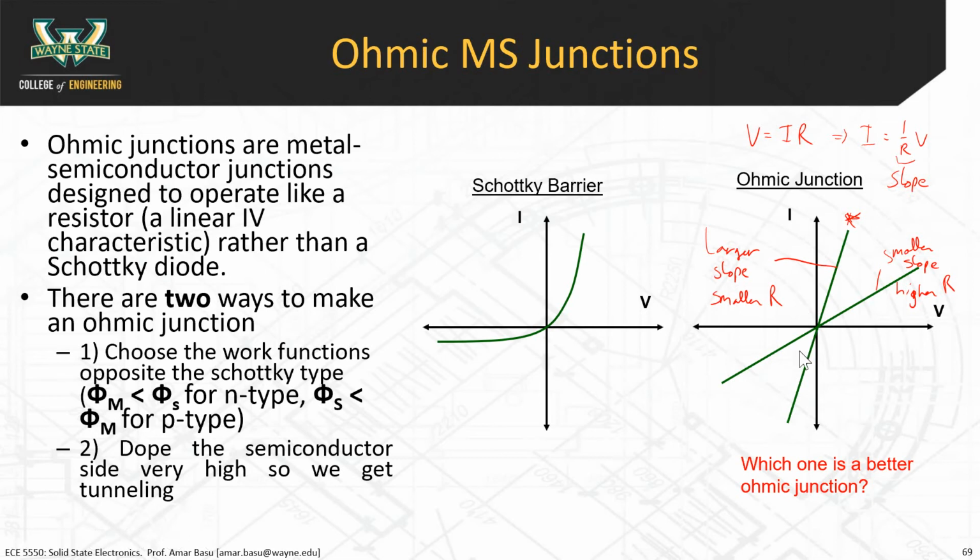So if we choose our metal and semiconductor work functions appropriately, we can actually get an ohmic junction. So let's see, if we choose the work functions opposite to the Schottky type, we choose phi m less than phi s for an n-type metal semiconductor junction. Phi s is less than phi m for the p-type metal semiconductor junction. That's one way we can get the ohmic junction. The second way is by using what's called the tunneling type junction. We'll get to that in a second.